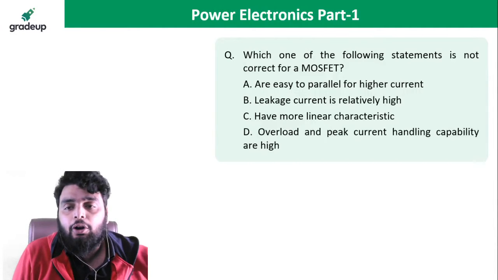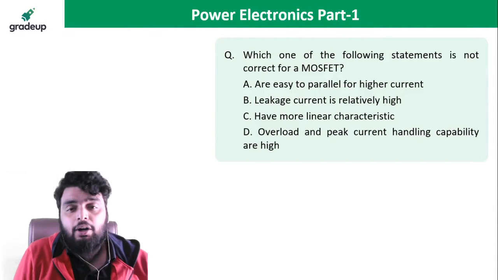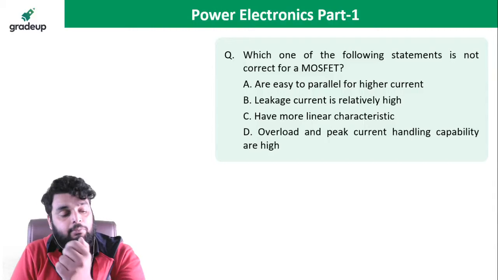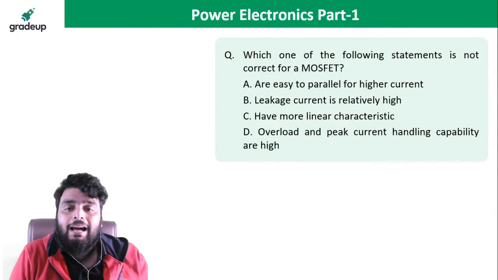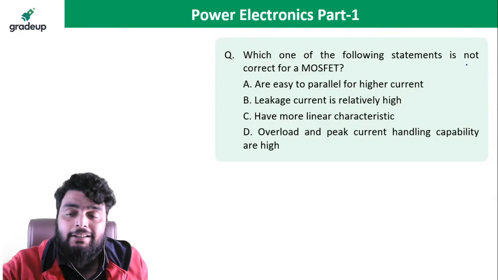Which one of the following statements is not correct for a MOSFET? इसमें से कौन सी statement MOSFET के लिए सही नहीं है? Okay. First of all, "these are easy to parallel" is not the incorrect one. Remember, which statement is not correct?